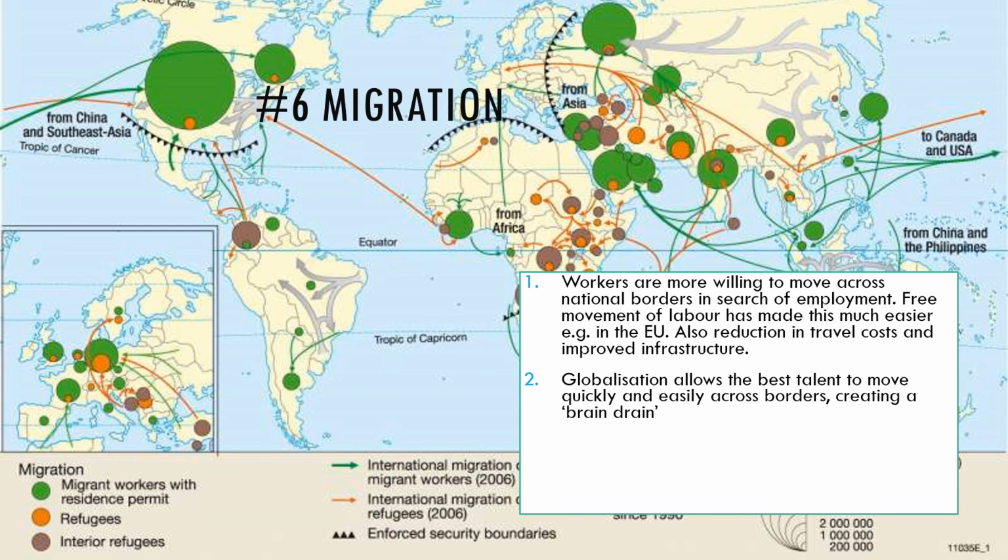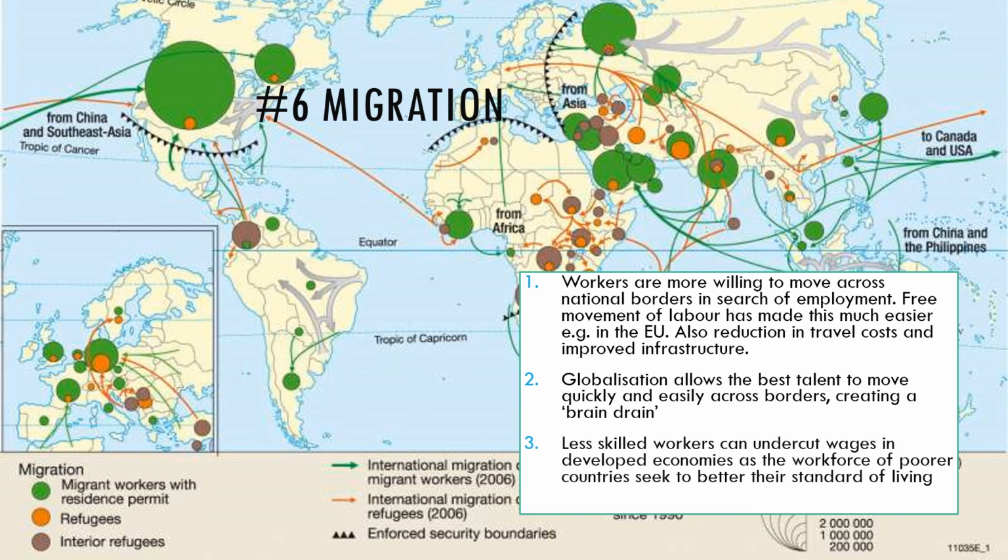Globalization allows people to move quickly, and if you're talented and skillful, then you can move to a country where you have maybe a higher earning potential or more stimulating job, which we often describe as being a brain drain, where young talented workers move to different countries. It doesn't just work for the most talented, also less skilled workers can move to countries where they can undercut the local workforce in terms of their wage demands. So increased levels of migration, again, we would say, have contributed to globalization.